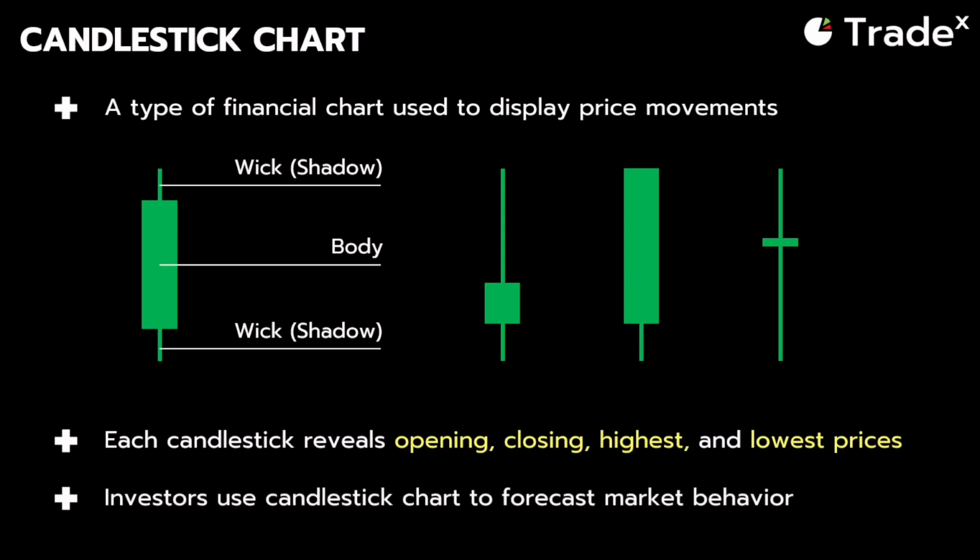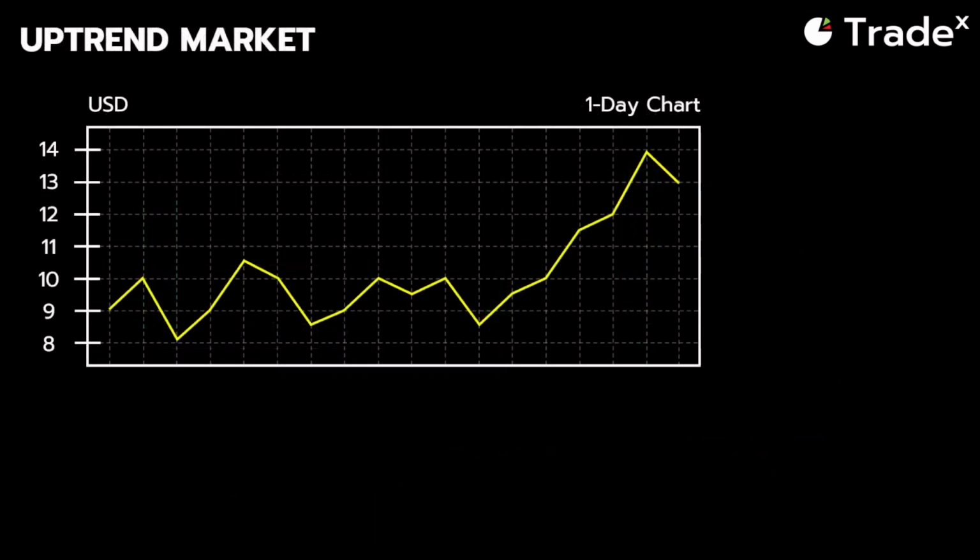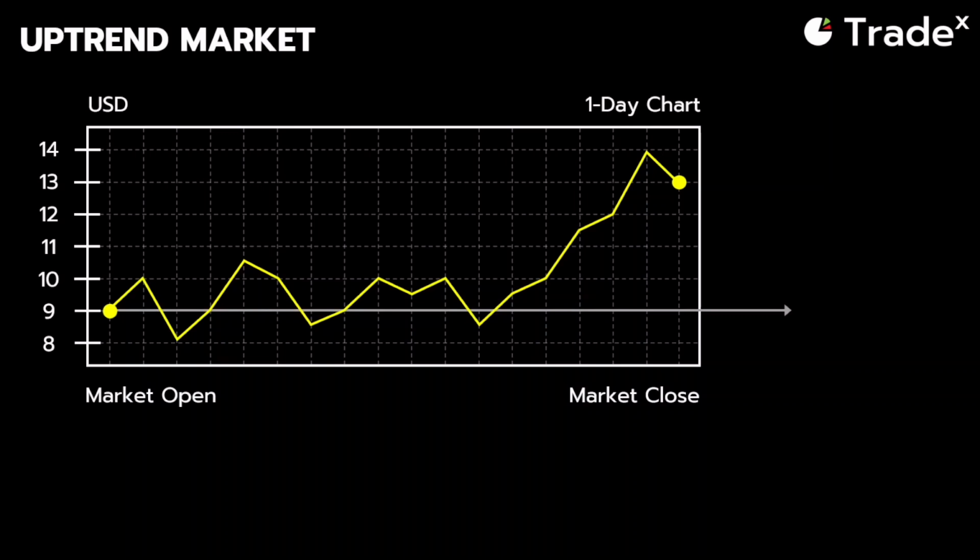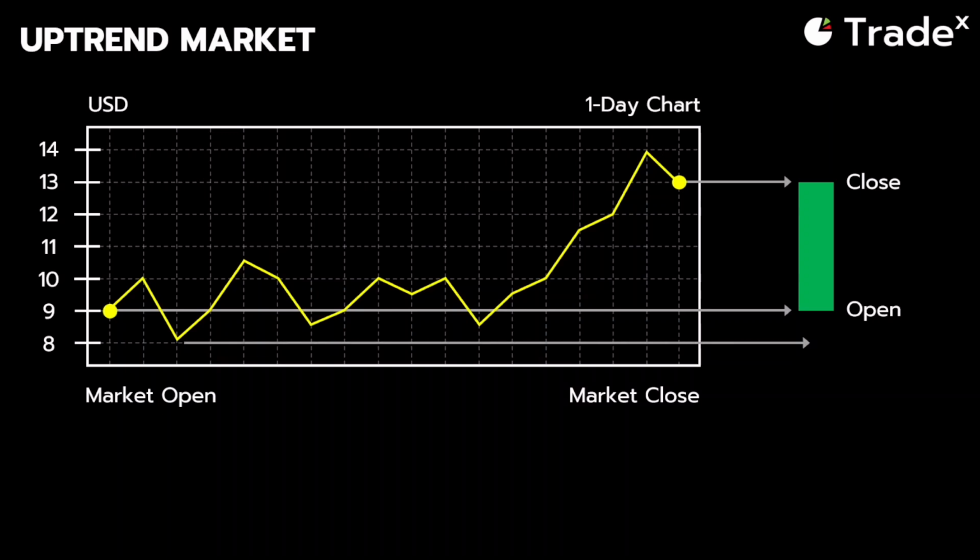and predict market behavior. For example, in an uptrend market, imagine the market opens on the left and closes on the right. The price of a stock fluctuates in the morning but rises in the afternoon. We mark the opening price and closing price to create the body of the candle. A green color indicates the stock is trading higher than the previous day. The lowest price of the day is marked as the lower wick, while the highest price becomes the upper wick. As you can see, a single candlestick provides 4 key pieces of information about the market simultaneously.